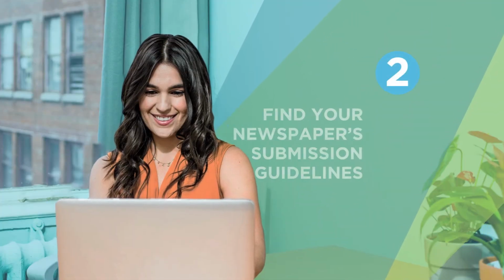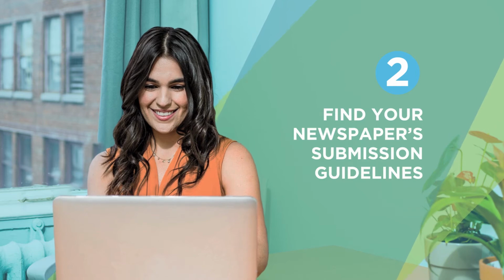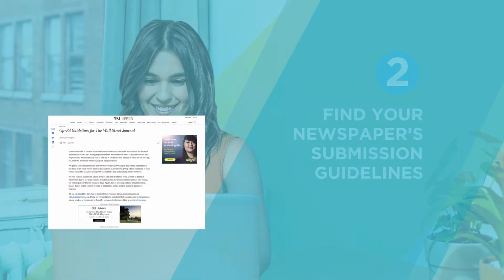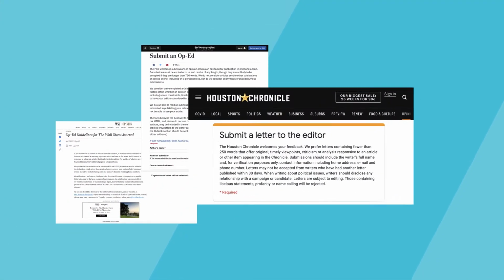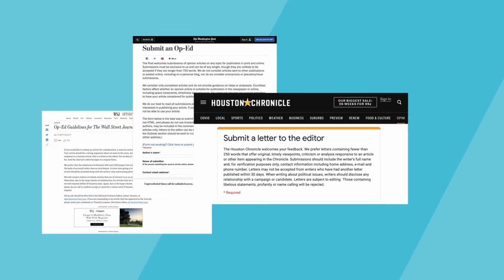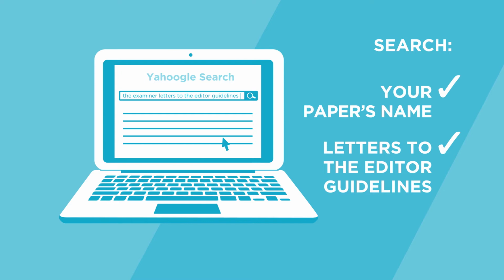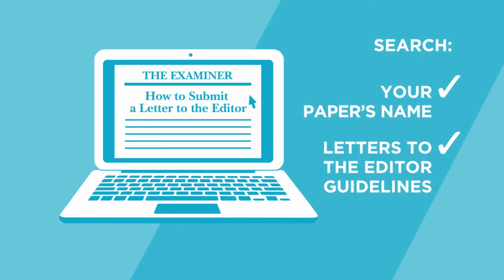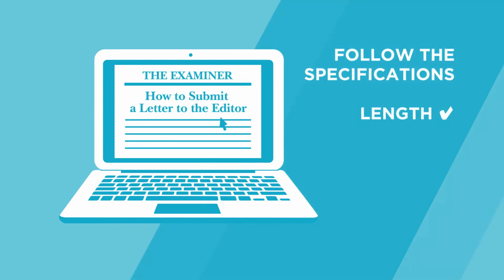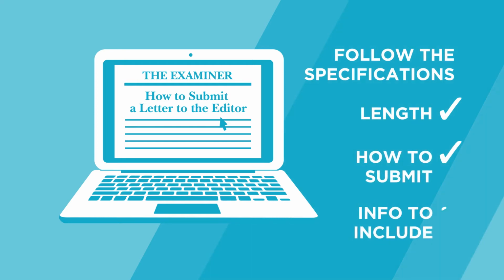Number 2. Find your newspaper's submission guidelines. Most papers have guidelines for writing and submitting letters to the editor. You can usually find them by searching for your paper's name and Letters to the Editor guidelines. It's important to follow the specifications for the length of the letter, how to submit it, and what, if any, information you need to include about yourself.